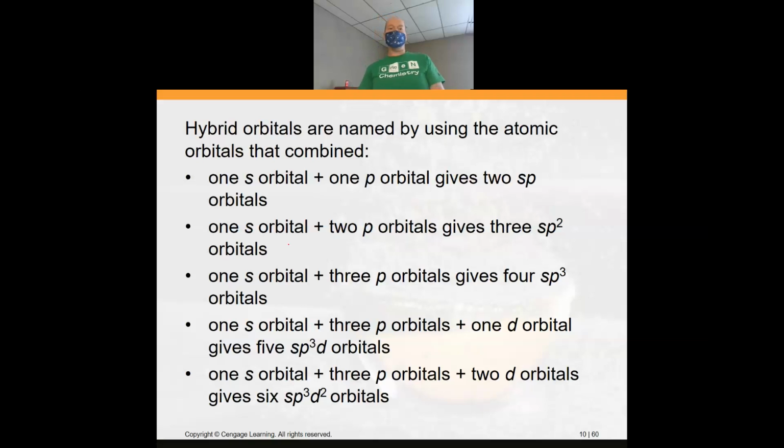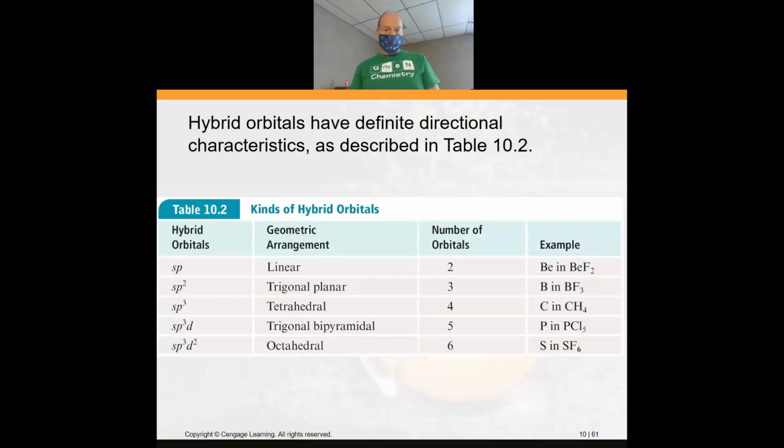So again, SP just means you're taking one S orbital, one P orbital. SP2, one S, two Ps, and so forth and so on. All right, so again, anytime you have two directions, SP, three directions, SP2, four directions, SP3, five directions, SP3D, six directions, SP3D2.